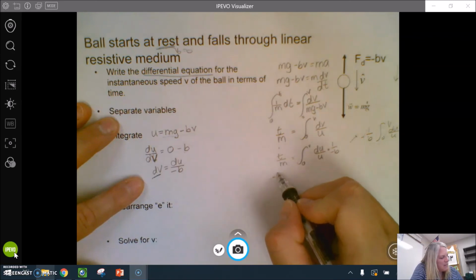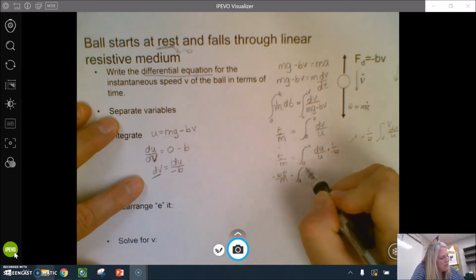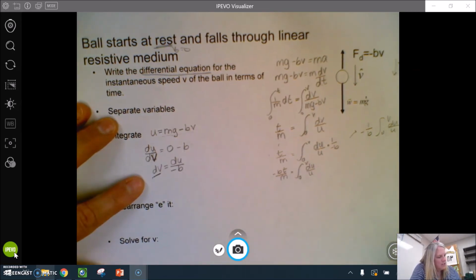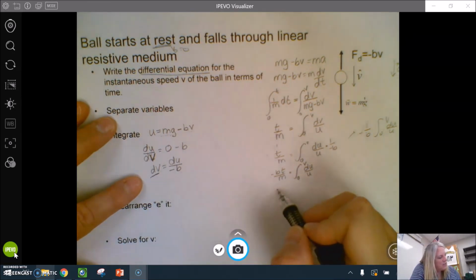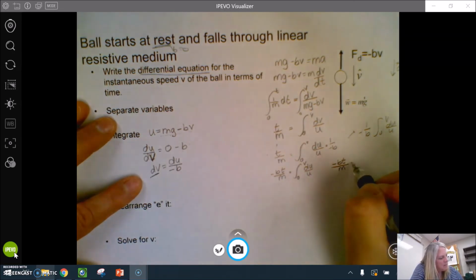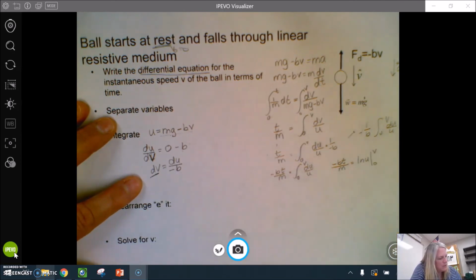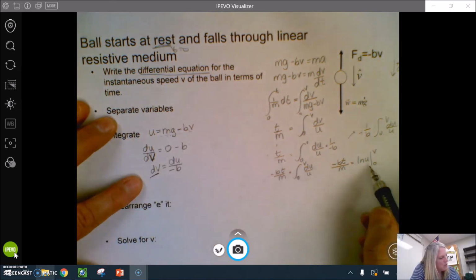So that would be negative bt over m is equal to the integral from 0 to v of du over u. Oh, well, we just did that, the integral of du over u. That's just the natural log of u. So we have negative bt over m is equal to the natural log of u from 0 to v. Well, what do we do now? Well, get rid of the u. We said u is mg minus bv, so we're just going to plug that in for u.